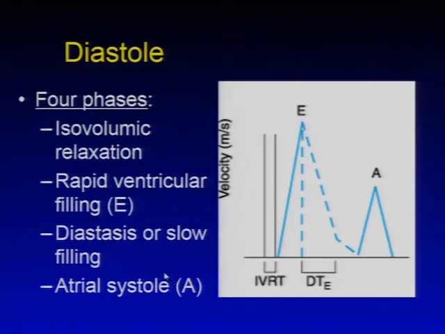Diastole has 4 phases. We had noted earlier there's isovolemic relaxation. This is the early phase before the mitral valve has opened. Immediately after mitral valve opening, there's the E wave as seen on a pressure waveform. This represents early filling. Diastasis is when there is equilibration between the left ventricle and the atrium. And then atrial systole is represented by the A wave.